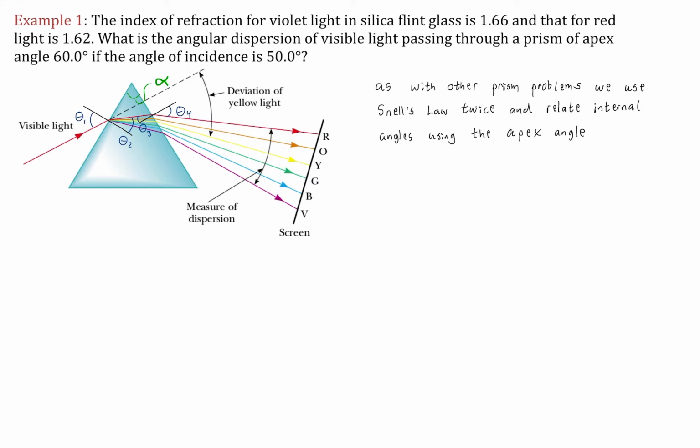So as with other prism problems, we use Snell's law twice, as it goes into the glass and then as it comes back out. And we're going to relate the internal angles, that's theta 2 and theta 3, to the apex angle alpha. So here's Snell's law the first time, Snell's law the second time, and the relationship between the apex angle and the two internal angles. And again, this simply comes from summing up the angles of the triangle, summing them to 180 degrees, and canceling out what we can. And you can see where that comes from again in lecture 21.